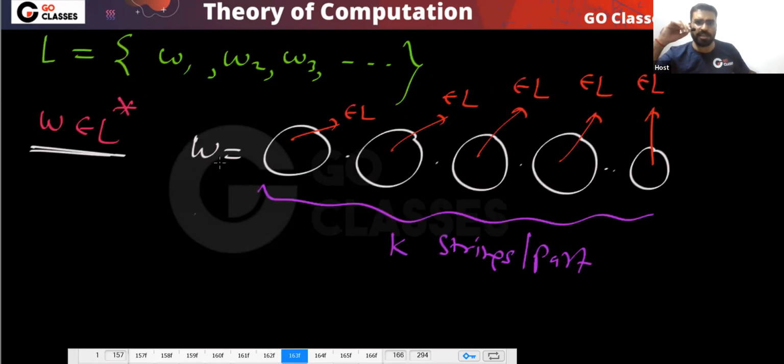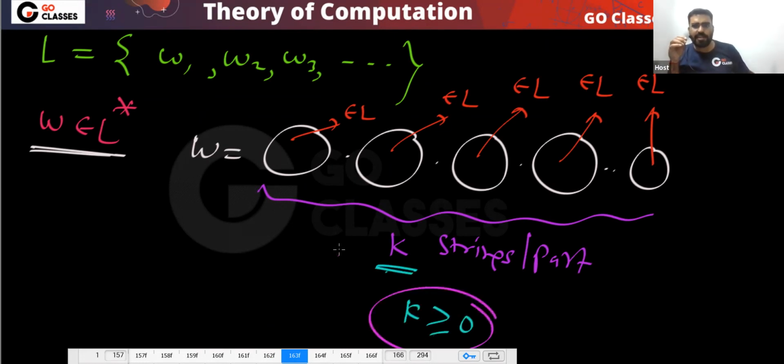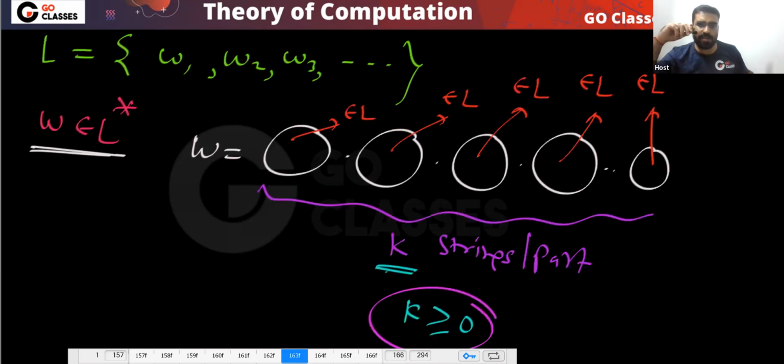Okay, so you can notice that now this k is greater than or equal to 0. So what you need to do, you need to first non-deterministically guess this k. But guessing the k, is that enough? If you have a string and I tell you there are k parts, is that enough?